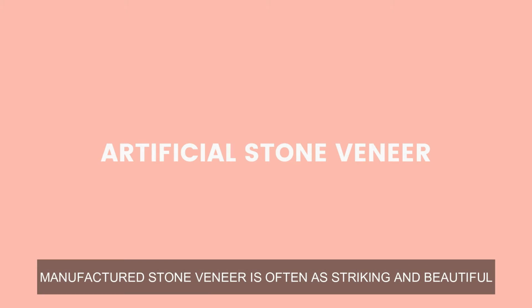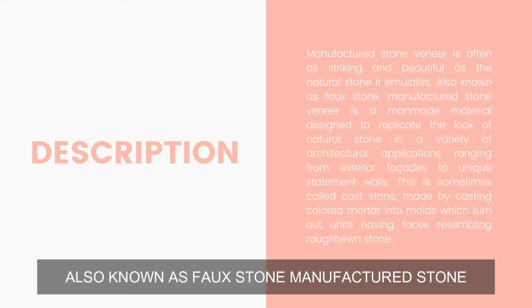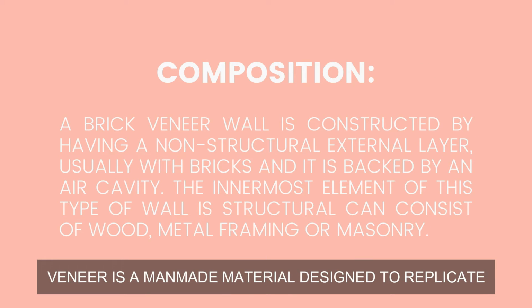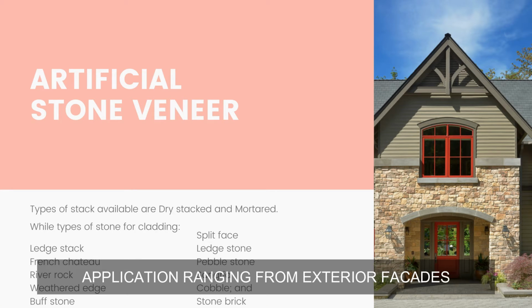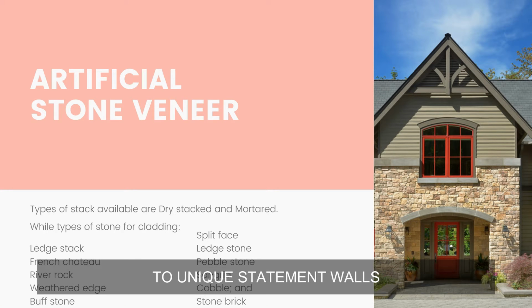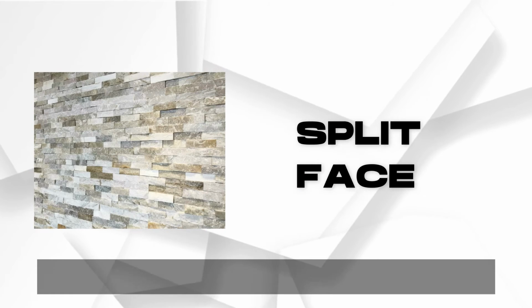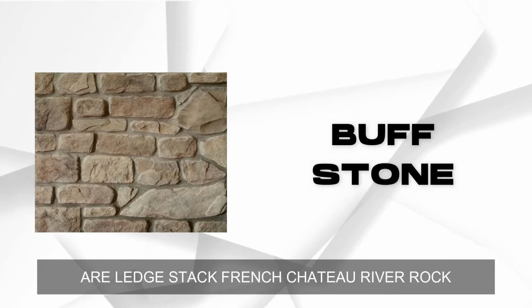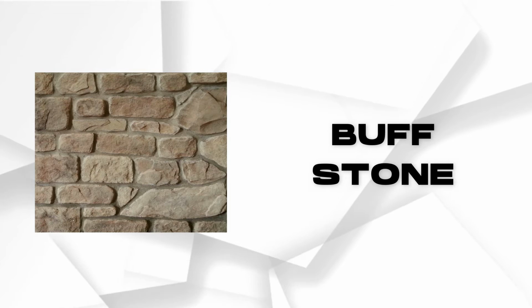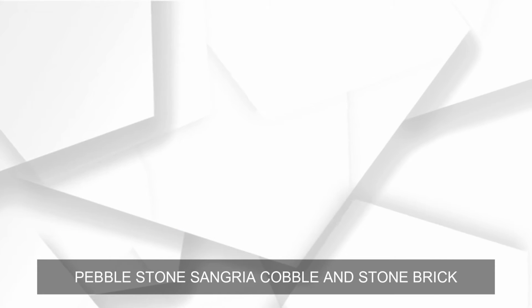Manufactured stone veneer is often as striking and beautiful as the natural stone it emulates. Also known as foxstone, manufactured stone veneer is a man-made material designed to replicate the look of natural stone in a variety of architectural applications, ranging from exterior facades to unique statement walls. Types of stack available are dry stacked and mortared, while types of stone for cladding are ledge stack, French chateau, river rock, weathered edge, buffstone, split face, ledge stone, pebble stone, sangria, cobble, and stone brick.